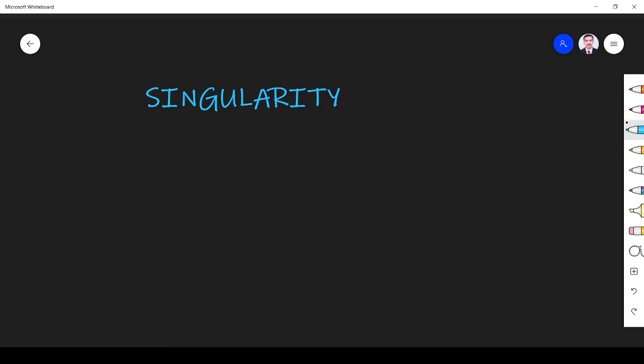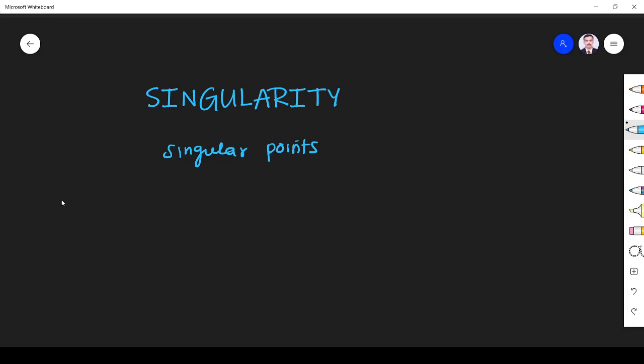Hi friends, welcome to the session on singularity of the function. The other name for singularity of the function is the singular points. Let us see this in detail now.